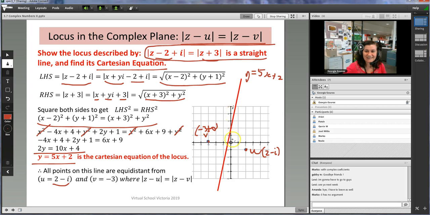All the points on this line are equidistant from those 2 points. What does that mean? Any point here has the same distance. Any point on this locus is equidistant from u and v, and u and v are formed by these translations from the complex numbers here. So they're all equidistant.